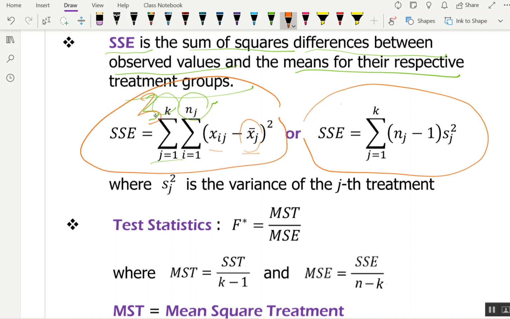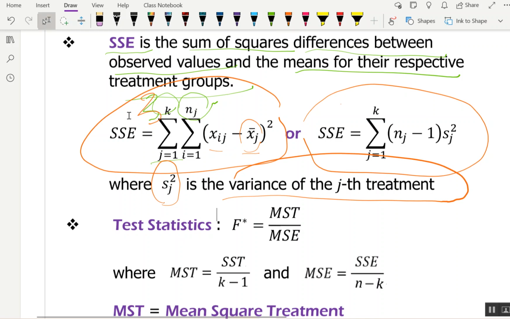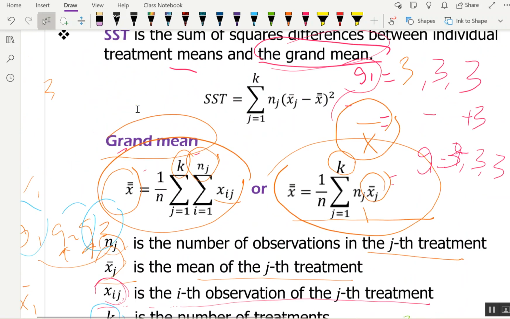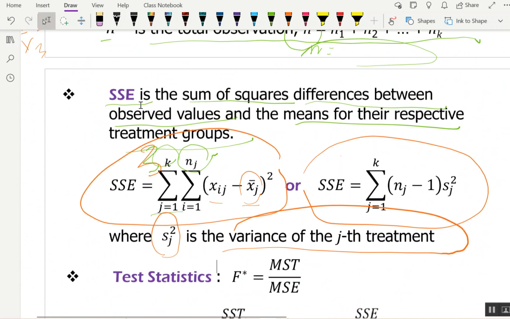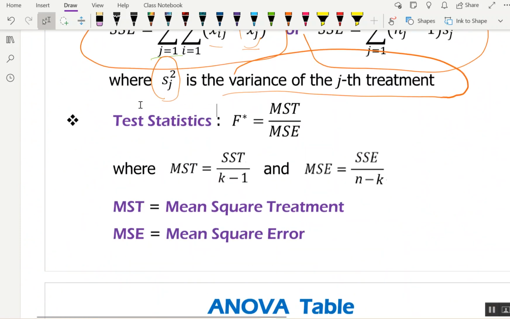Okay, maybe we can look later at how we're going to apply this SSE formula. So basically, S squared is actually the variance of the treatment, which means the variance of each particular group. So we are going to need to count the SST just now, and we also need to count the SSE. Once we get both of these, then we go into the third part, which is the test statistic.